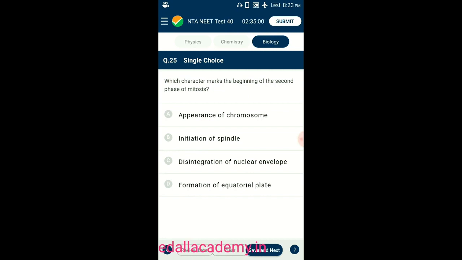Question 25. Which character marks the beginning of the second phase of mitosis? The nuclear membrane disintegrates at the end of prophase and the disintegration of the nuclear membrane marks the beginning of metaphase. In metaphase, chromosomes start moving towards the center of the cell and get organized in one straight line to form the metaphase plate. Spindle fibers attach to the kinetochore of each chromosome from each pole. So the answer for this question is option C. The character that marks the beginning of the second phase of mitosis is disintegration of the nuclear envelope.